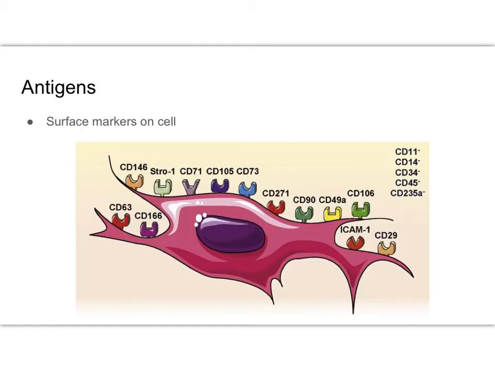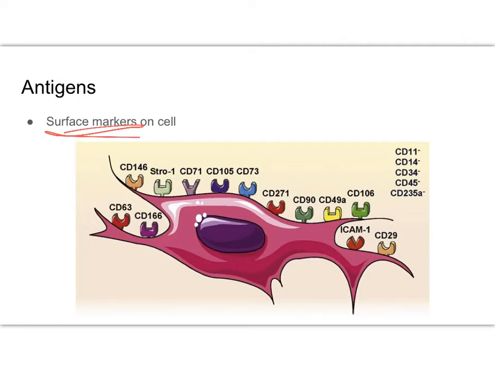So let's talk first about an antigen. An antigen is a molecule on the surface of the cell. And hopefully we remember that from blood typing, right? We had type A antigens, type B antigens, and that told us what kind of blood it is. So these are surface markers that are on the cell.